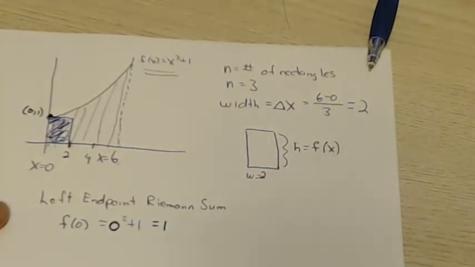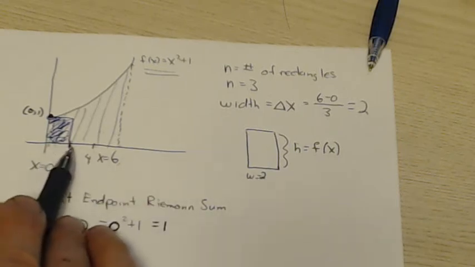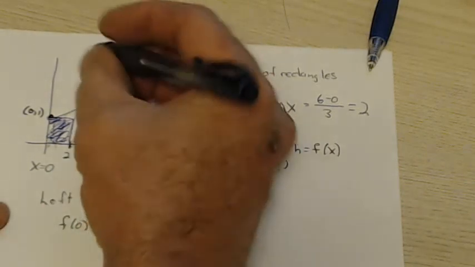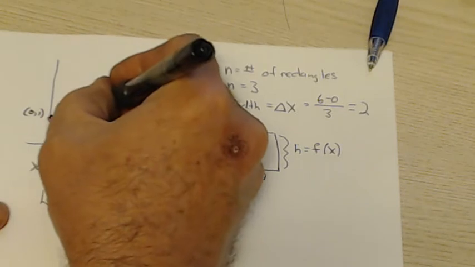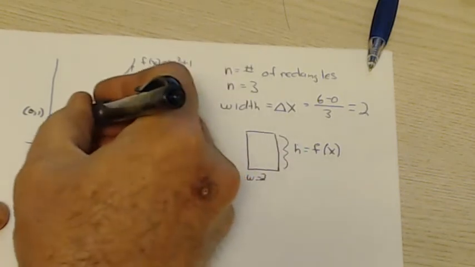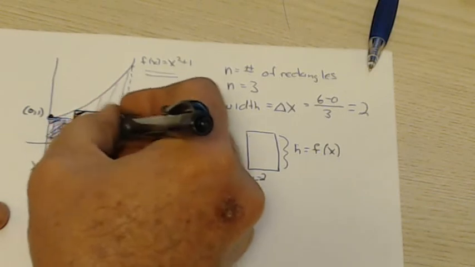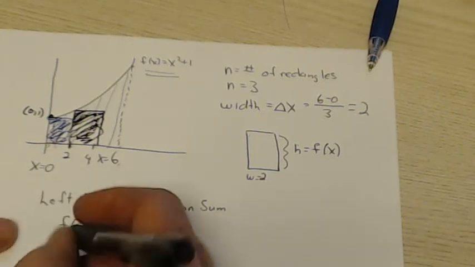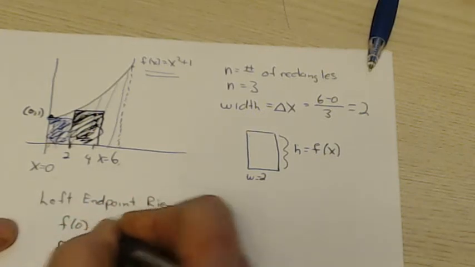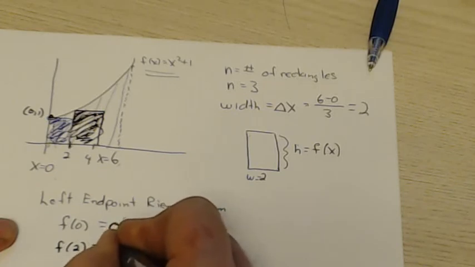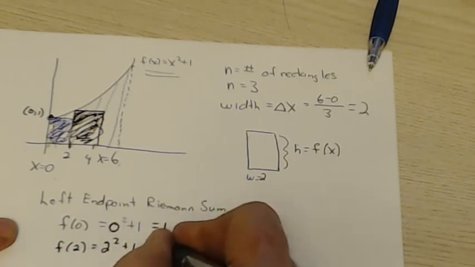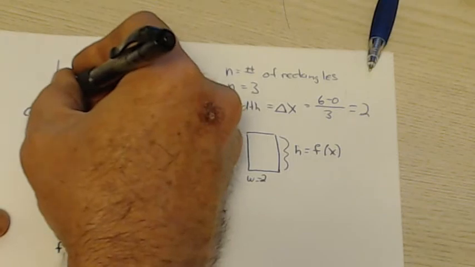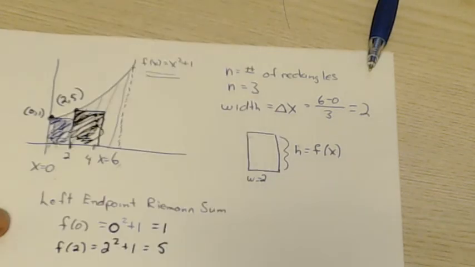I'll insert the point (0, 1) there so you can see that. The height of our second rectangle, well, it stretches from 2 to 4. And if I'm going to use the left endpoint of the interval, it would be 2 for the height. Then in the picture, it looks like this. Shade it in real dark. Now, f of 2, the function's value at 2, is 2 squared plus 1, that's 5. Here's the point that I'm using for the height here. The y value of that point is 5.